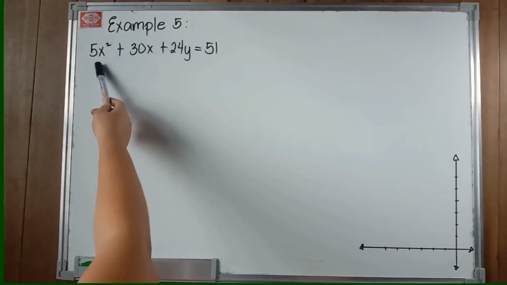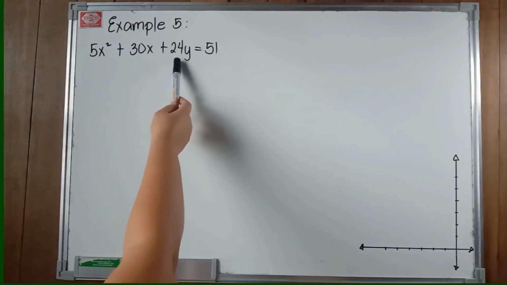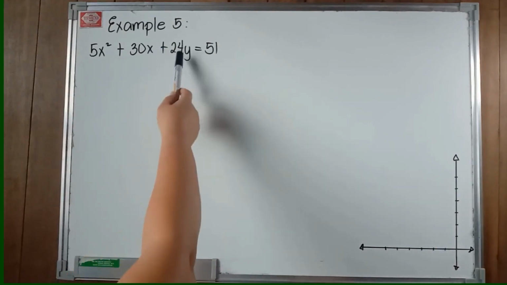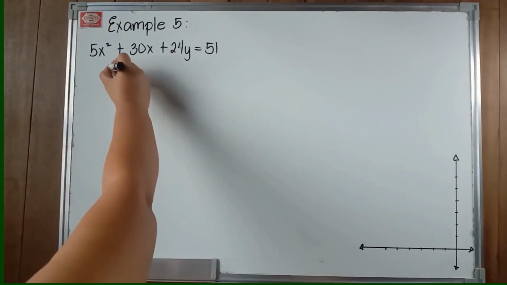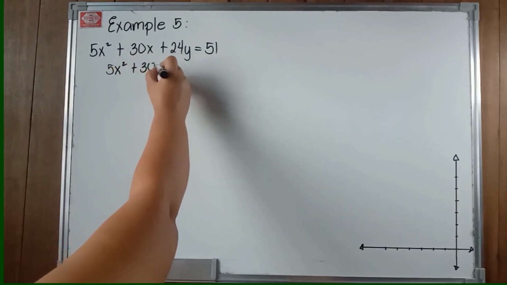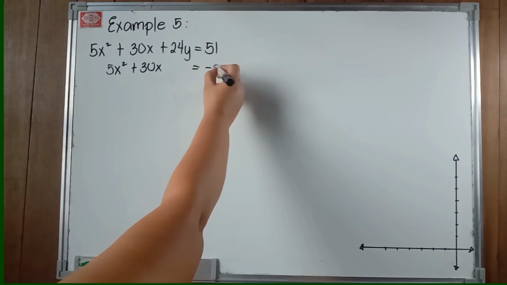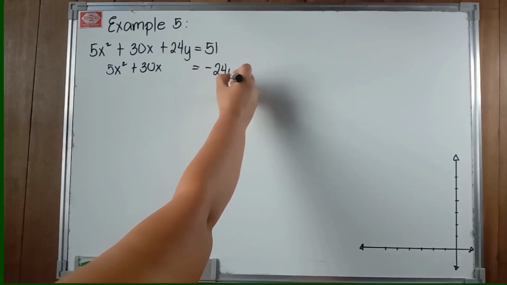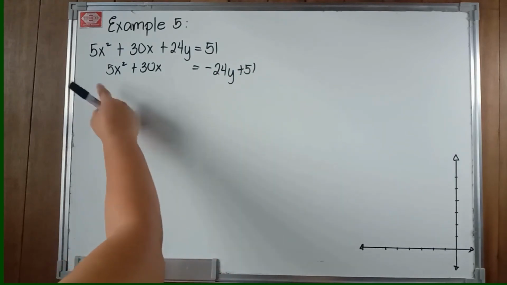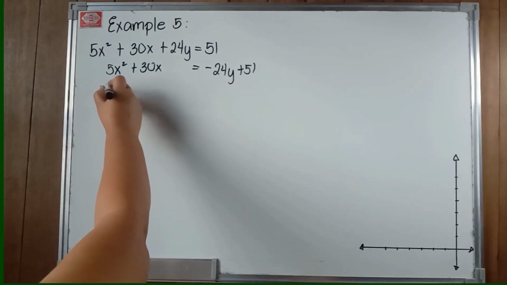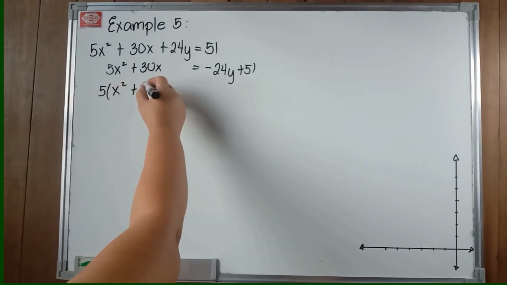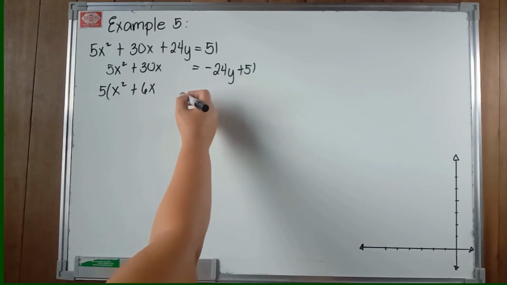For our example 5, we have 5x squared plus 30x plus 24y equals 51. So, pagsasamahin natin si 5x squared at 30x at si 24y, ililipat natin sa kabila. So, 5x squared plus 30x is equal to negative 24y plus 51. Next, let's factor out 5. So, 5 times the quantity x squared, 30x divided by 5 is 6x.